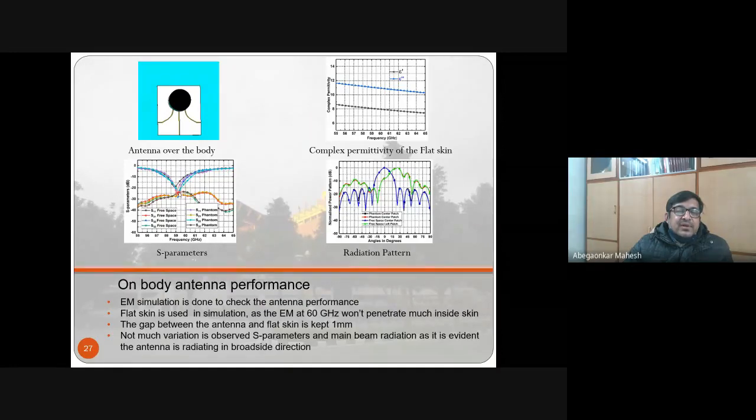These are the complex permittivity of the flat skin. Right? So the real part is shown by this black line, and the blue line shows the imaginary part, epsilon prime and epsilon double prime. So it varies with frequency.